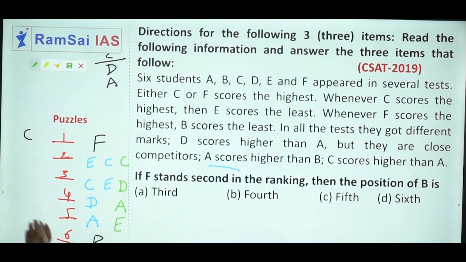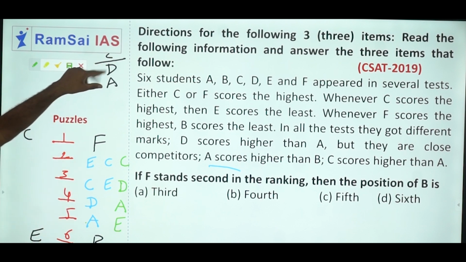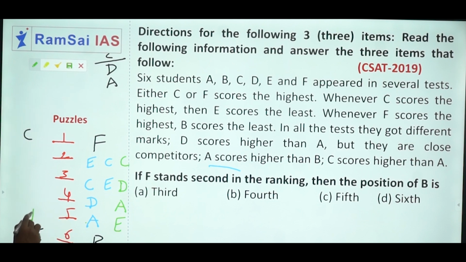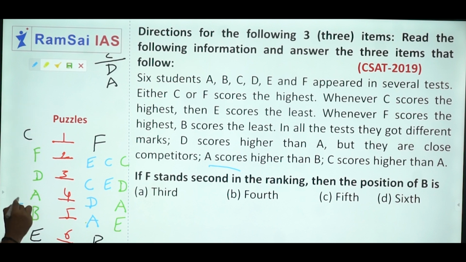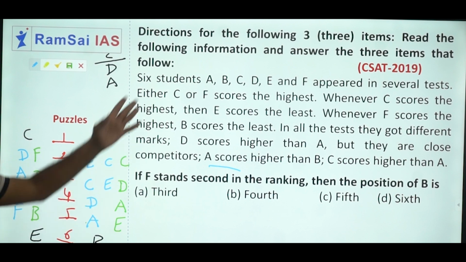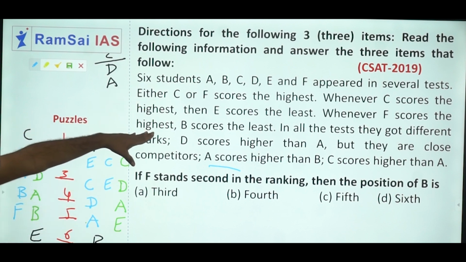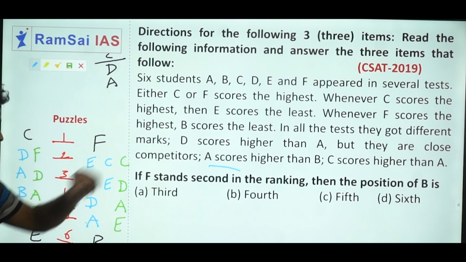Fine. Next, in this case, always remember A should be above B, and don't forget this one. So in this case, I can write this is B, this is A, this is D, and it can be F, C, or, wait, I'll change the color, it can be F, B, A, D. So satisfying all the conditions. If you want, you can cross check. Whenever C got the highest score, E will be the least.